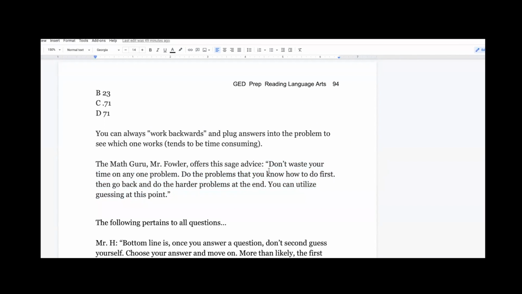He says, don't waste your time on any one problem. Do the problems that you know how to do first, then go back and do the harder ones at the end, and then utilize guessing at that point. Okay.